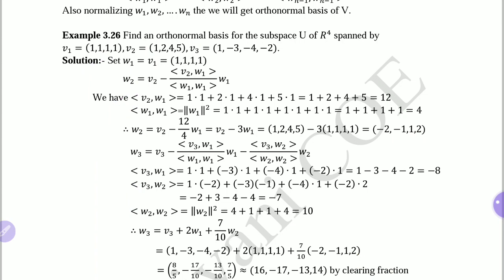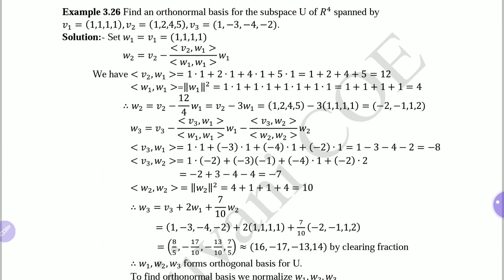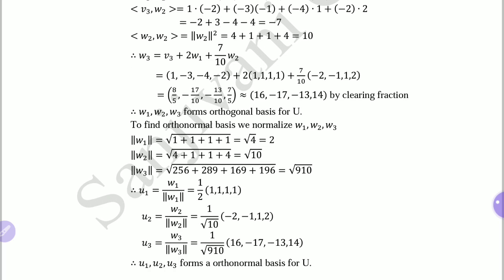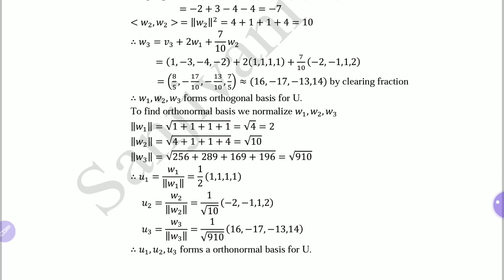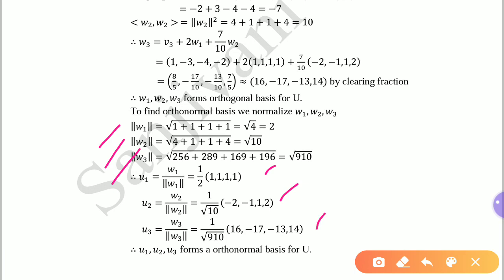Whenever you get a vector in the form of fractions, if you have a common factor, you can divide throughout by that common factor. Now this set W1, W2, W3 is the orthogonal basis. These vectors are orthogonal to each other. Now for finding the orthonormal basis, we just divide each vector by its norm. After dividing by the norm of every vector, these 3 newly obtained vectors will form an orthonormal basis.